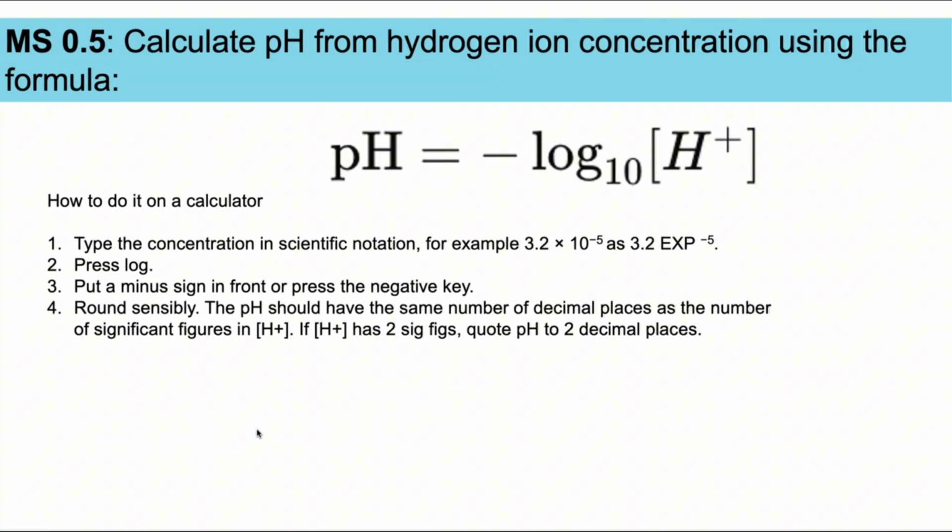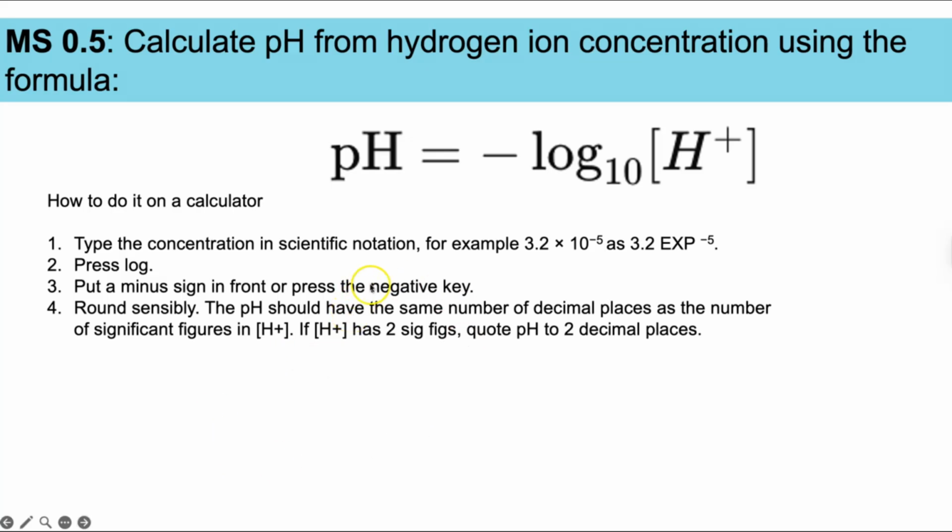So if we were to go through then an example, and imagine that the hydrogen ion concentration is 3.2 times 10 to the power of minus 5 moles per decimeter cubed. First you need to type that number into your calculator and then press the log button. You should get minus 4.4949. Remember, the formula says minus log so that we can take the negative of this value, which gives us positive 4.4949. Finally, we would round our answer.